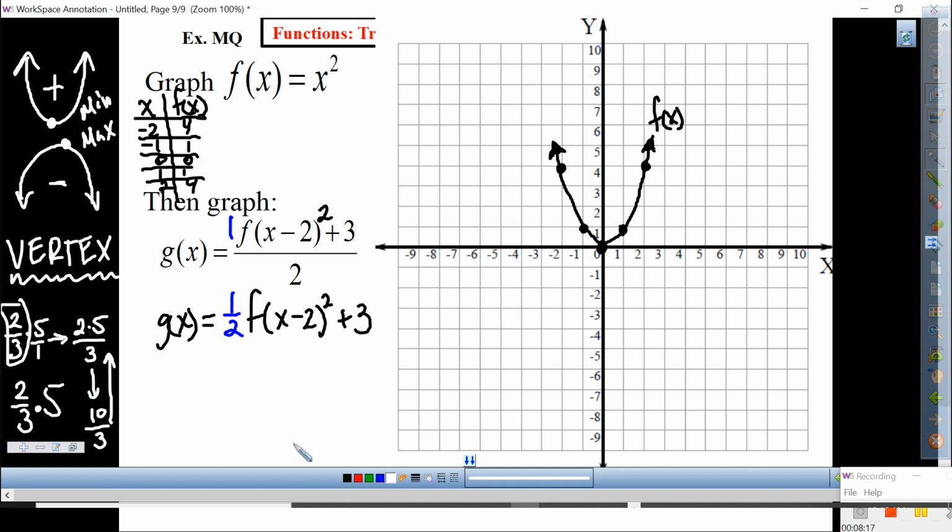So, before we move on to the graphing, tell your neighbor where we're going to move this to. Is it going left or right, up or down? Talk it over with your neighbor. Where is it going?